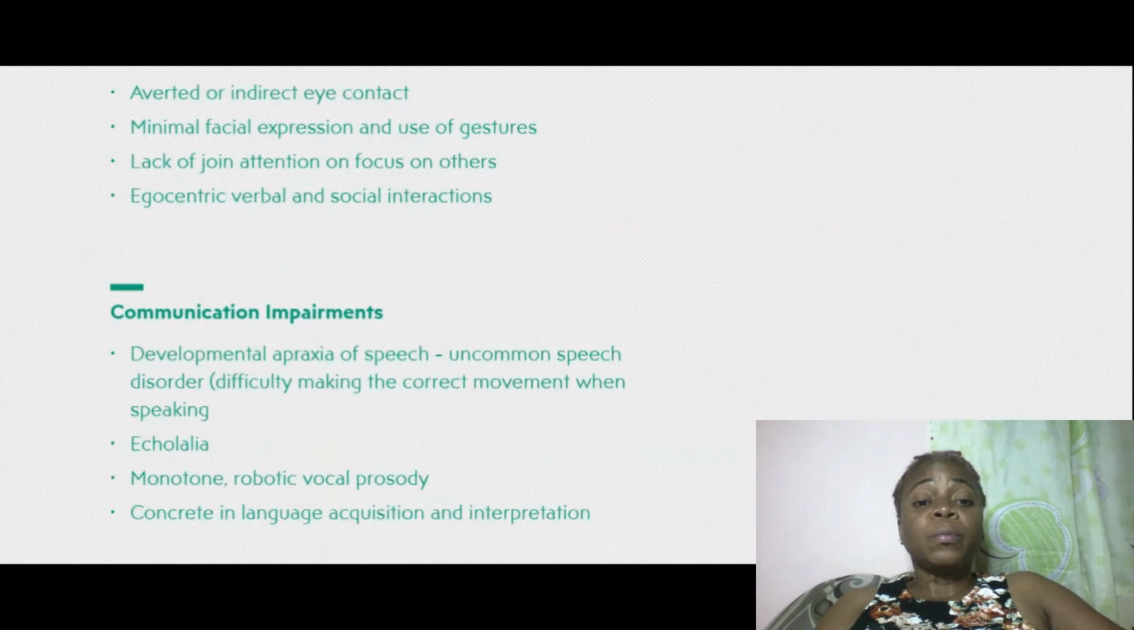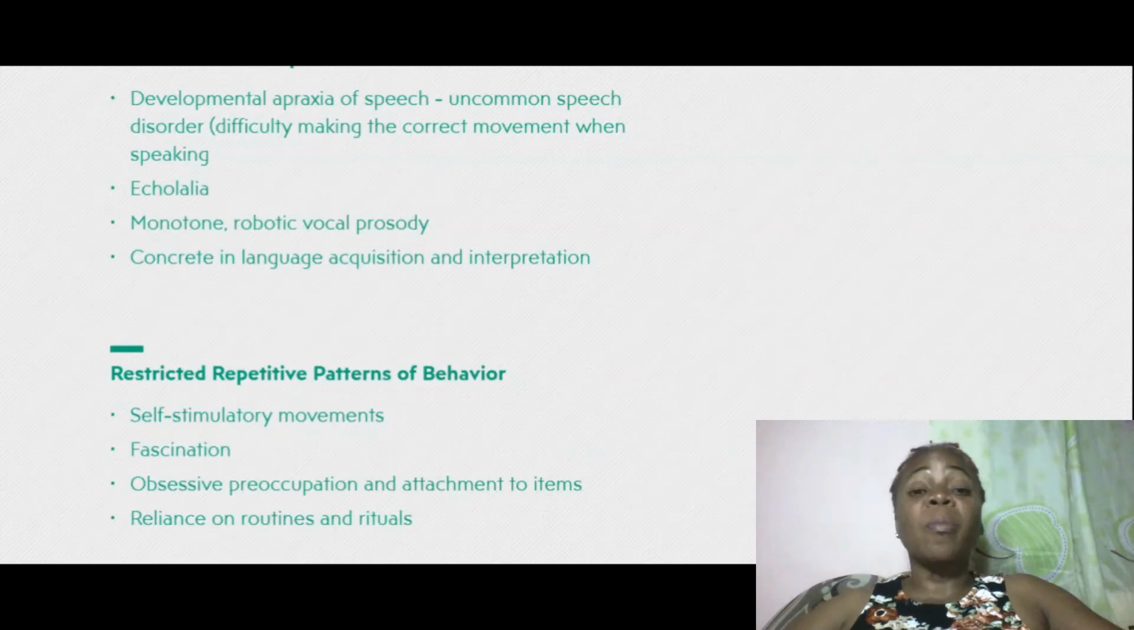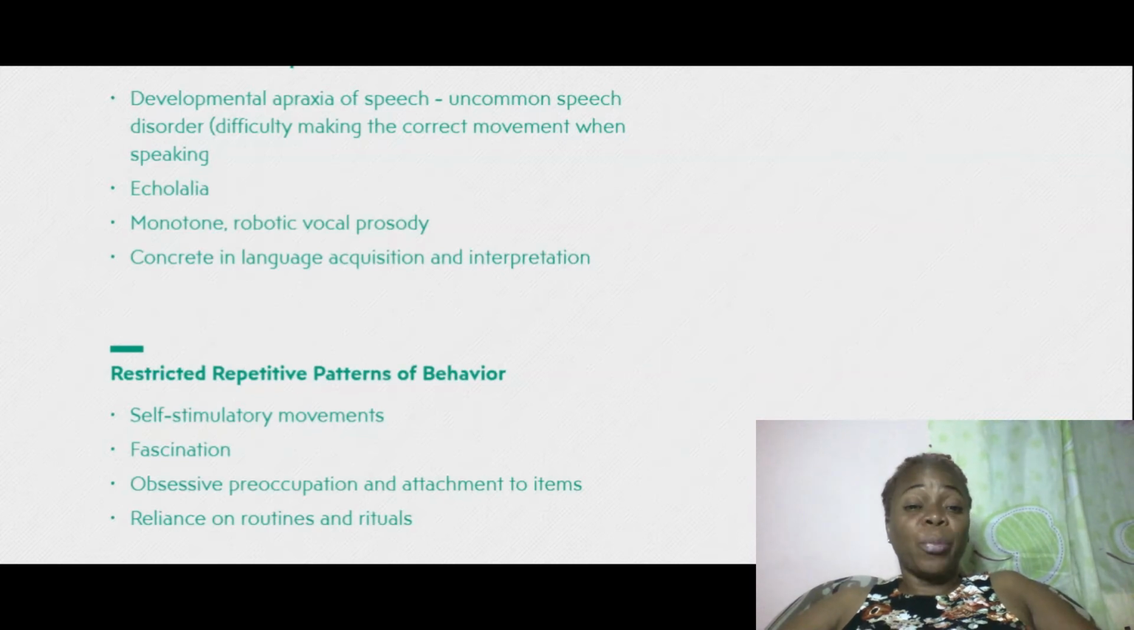And then we have what we call monotone robotic vocal prosody. What is that? The child speaks in a monotone robotic way. So they will say, I want water. I want water, as if they are a robot. And so they will speak like that. And then of course there's deficit in concrete language acquisition and interpretation. They are not able to acquire language. It's very difficult for them to acquire language and interpret language.